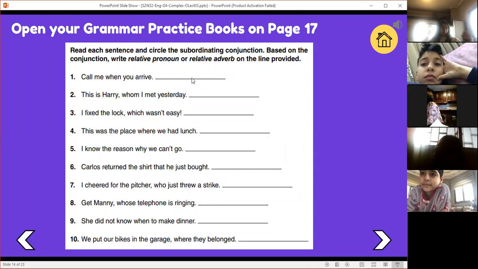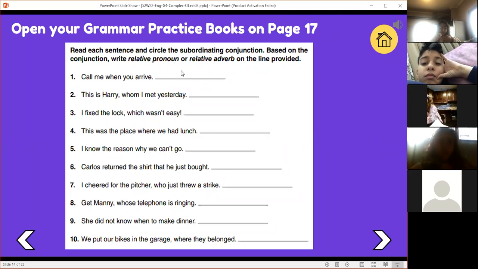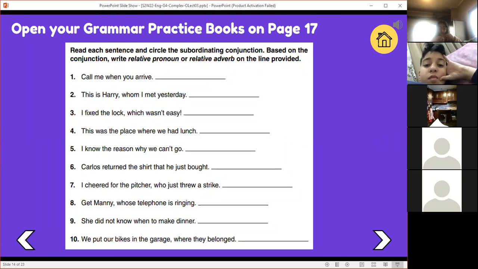Read each sentence and circle the subordinating conjunction, and then you have to write if it's a relative pronoun or relative adverb. If you don't know them, it's okay if you don't know them. We are just revising them together. Okay. Yalla, Ali Basma.